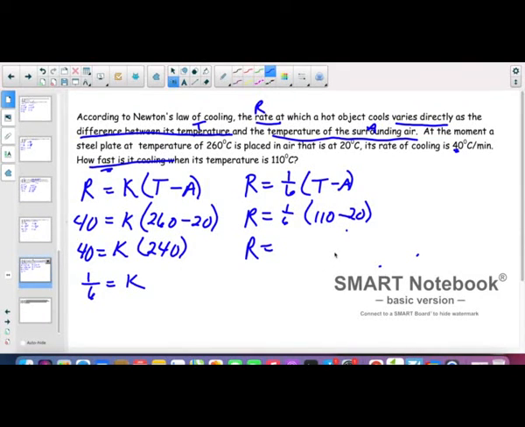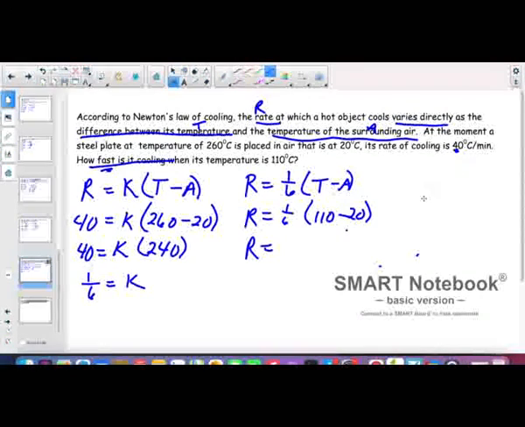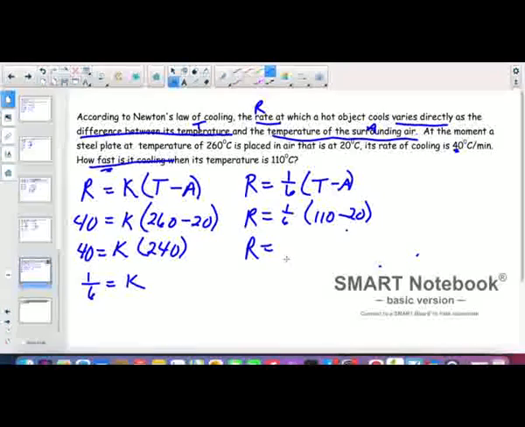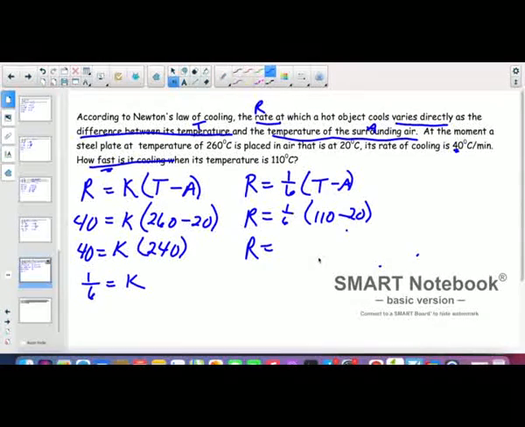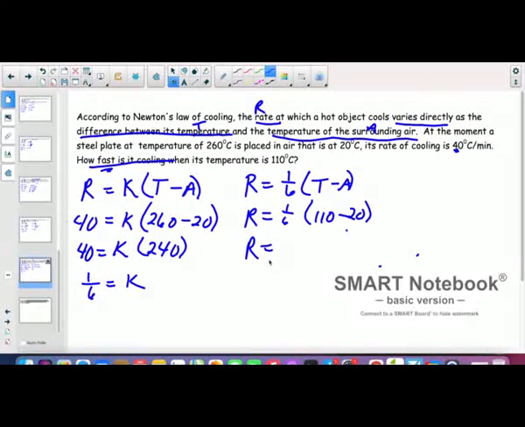Now with this one, it would probably be good to put a unit of measure in. And the rate of cooling was 40 degrees Celsius per minute. So that's what we'll use as the rate of measure for our final answer. It will be rate equals 15 degrees Celsius per minute.